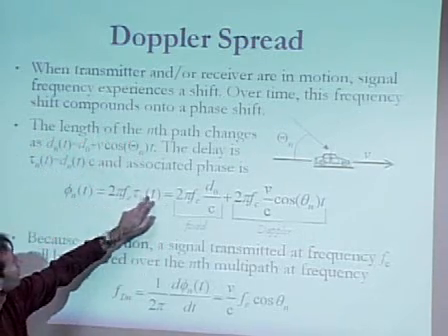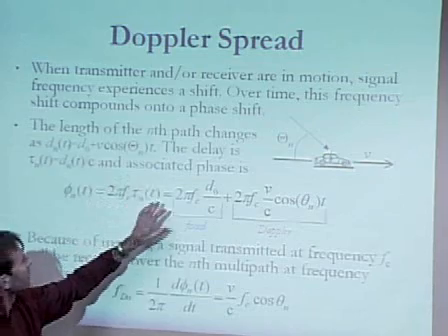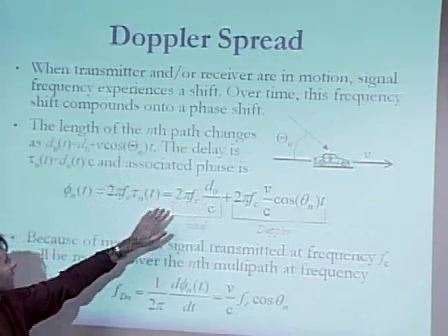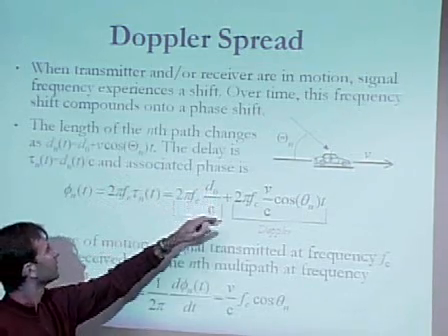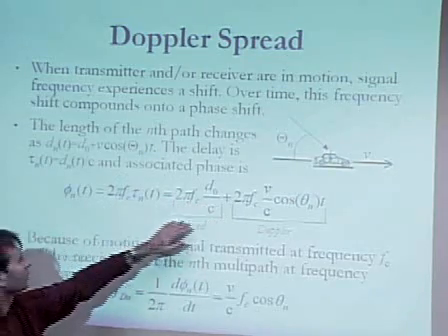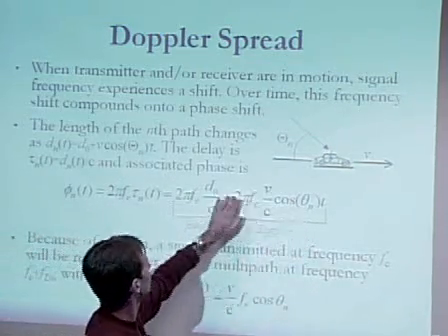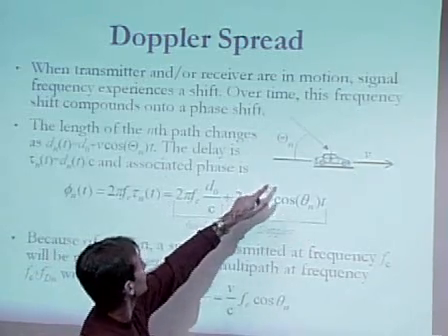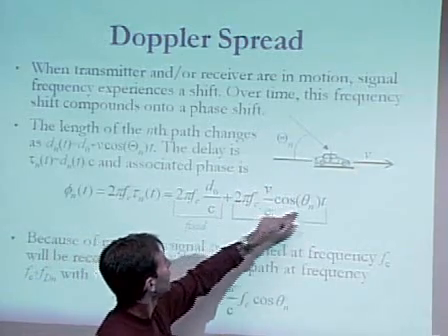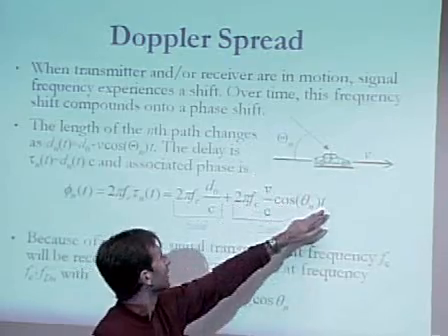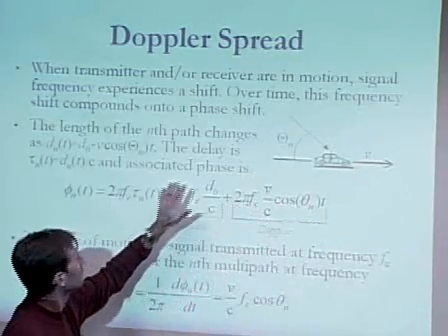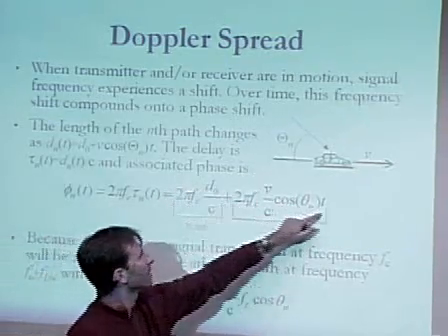We plug this in and we get a fixed phase, which is 2 pi fc d0 divided by c. So this is fixed. And something that changes with time, which is 2 pi fc v, where v is the speed of the vehicle, divided by c, times the cosine of the angle, times t. Okay? So this phase is constant. This phase changes with time.